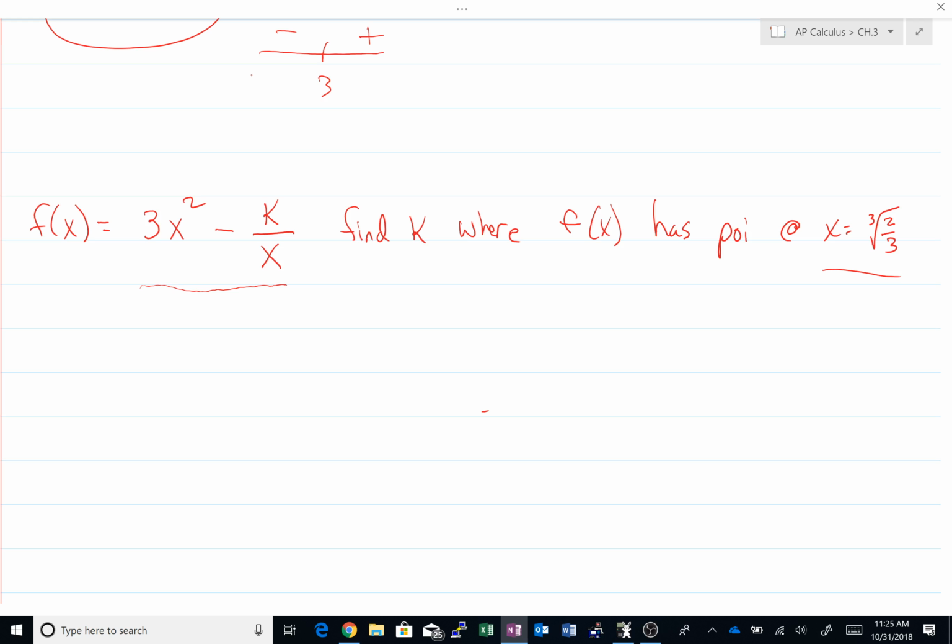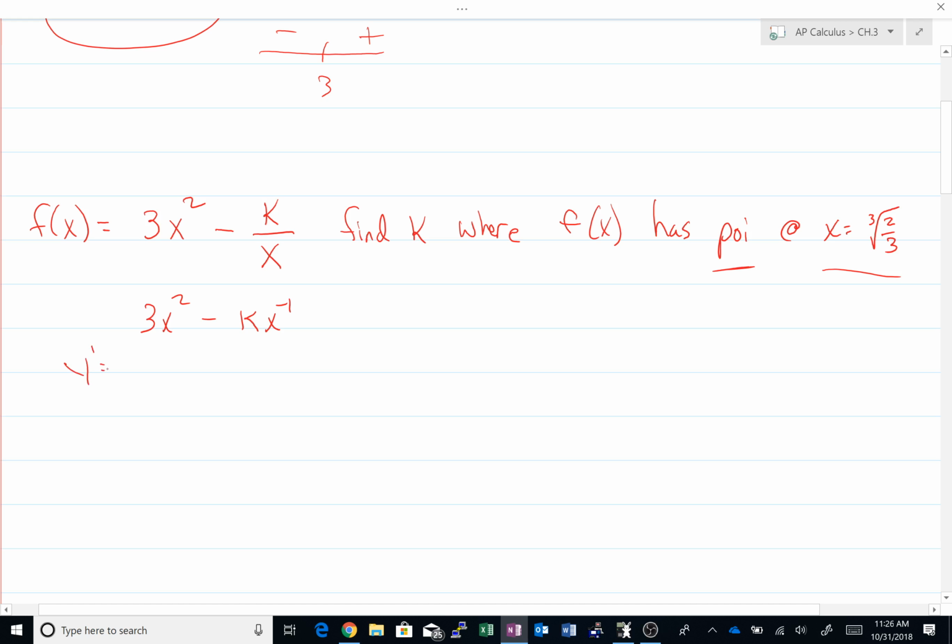All right, here, let's go through this. What do we get? K is what? 2. Yes. Okay, good job. All right, let's talk about this. When I say POI, immediately that's talking about second derivative. So let's go ahead and find the second derivative. Before I start differentiating, let me rewrite this to make it a little easier: I'm going to rewrite that as k times x to the negative 1. Then it's a little easier to differentiate.